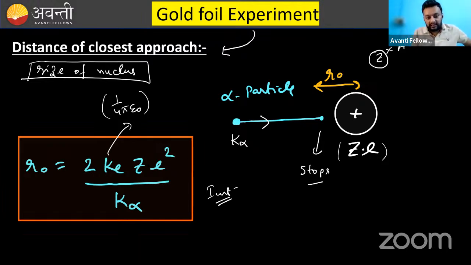Okay. Now this E is the charge of the electron. Okay, very good. Moving further. So what are the conclusions for the gold foil experiment? We have done that.